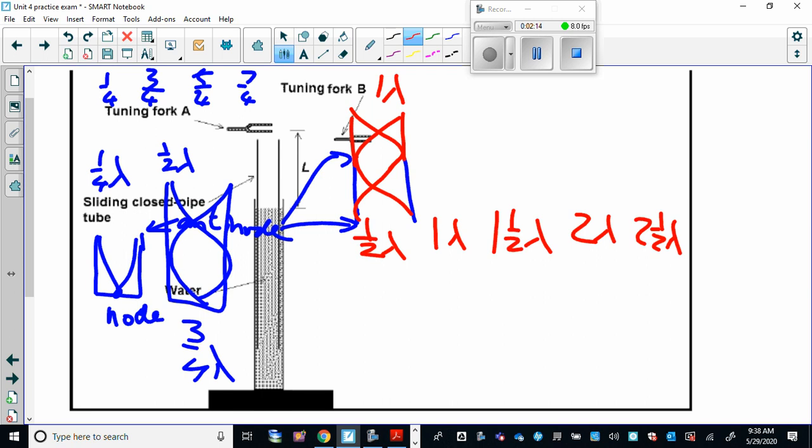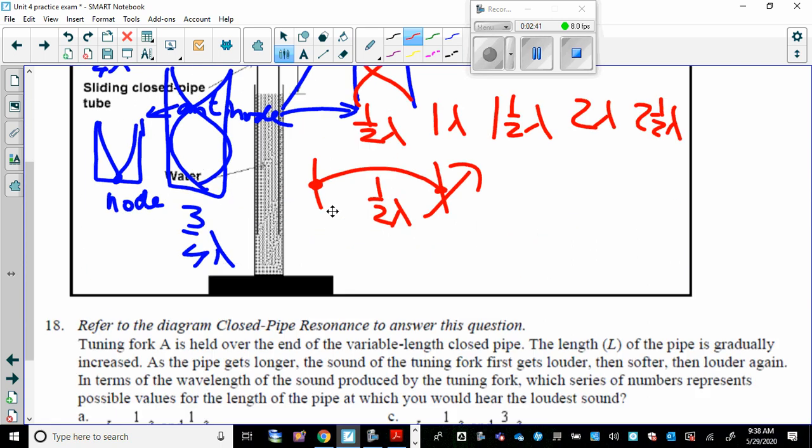And so on. For fixed strings, it works the same way as open pipes, because on fixed strings you must have a node on both sides, so the shortest wavelength you can have is a half, and then it follows the same pattern. Okay, so this question is just a knowledge question on, do you understand the principles behind closed pipes, open pipes, and fixed strings?